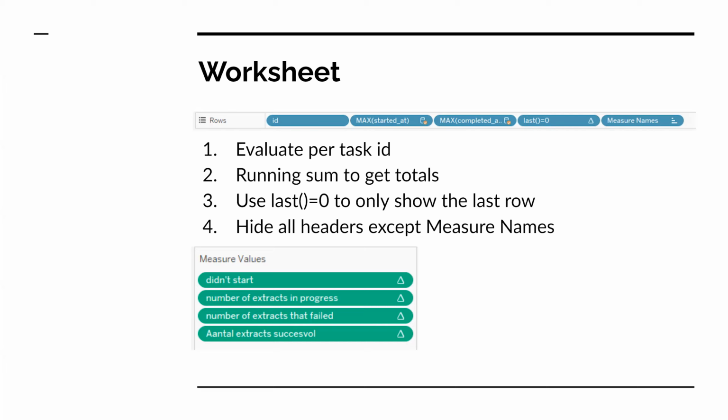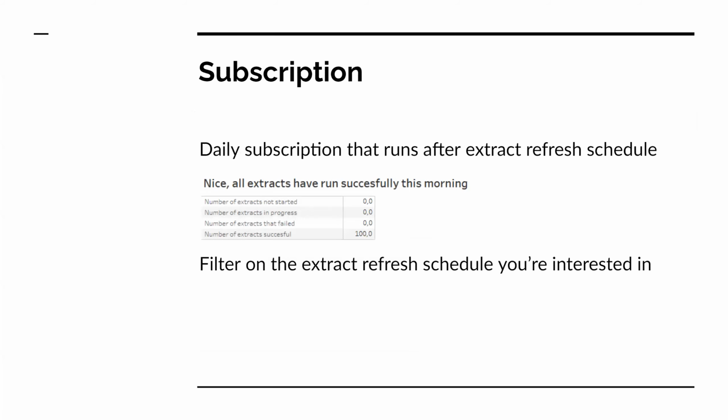And once I finish that, I'm just hiding all the headers except showing the measure names, and it should show me a subscription like this. Again, I'm running this as a daily subscription for myself just after the extract refresh schedule. I'm expecting that my data warehouse has completed and has already kicked off the extracts at the latest by 6 a.m. But of course, you can fine tune that to your situation.